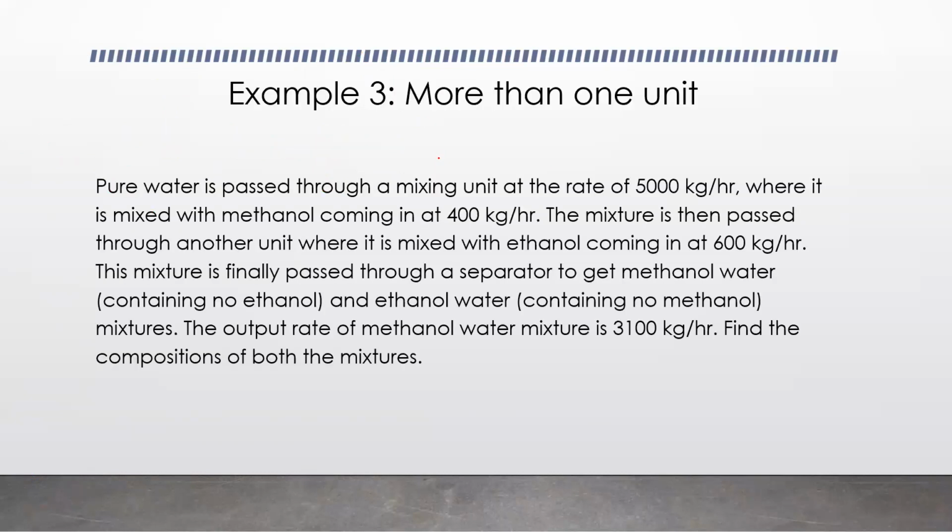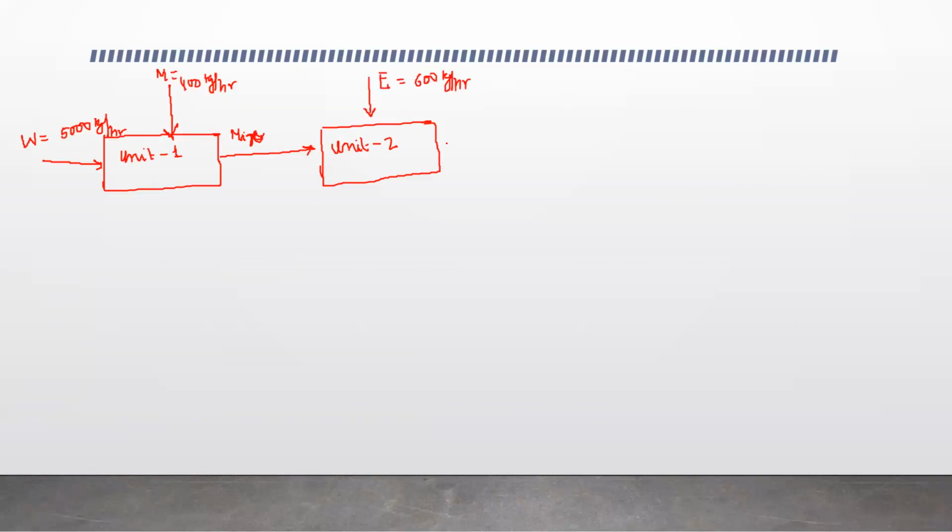All right. Then this mixture is finally passed through a separator to get methanol water containing no ethanol. So from here, whatever mixture we get, let's call it mix 1 and call this one mix 2. All right, so whatever mix 2 we are going to get is passed through, again, I'm not going to name the unit, I'm just going to say unit 3. All right.